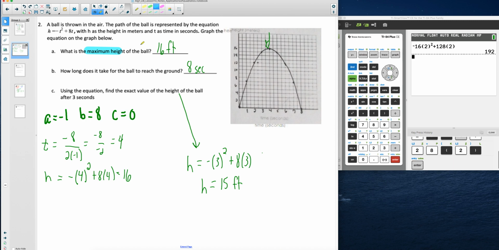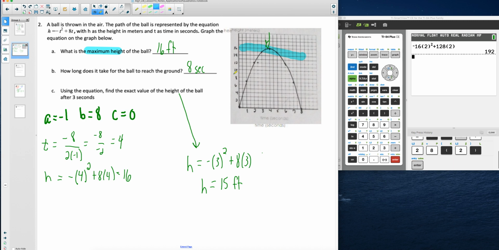Okay, now, anytime we see that phrase maximum, we're talking about the vertex, all right? And height is the y value. So I'm going to come over here and say, oh, well, there's the highest point right here. If I just kind of work that over there, highlight that, all right, you can see that that is 16 feet.